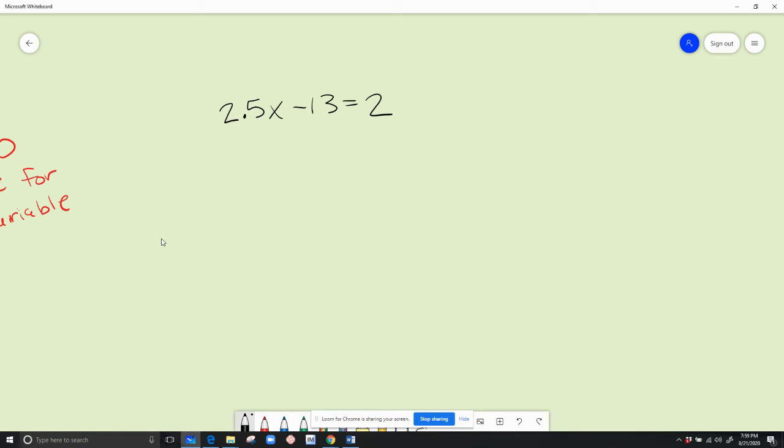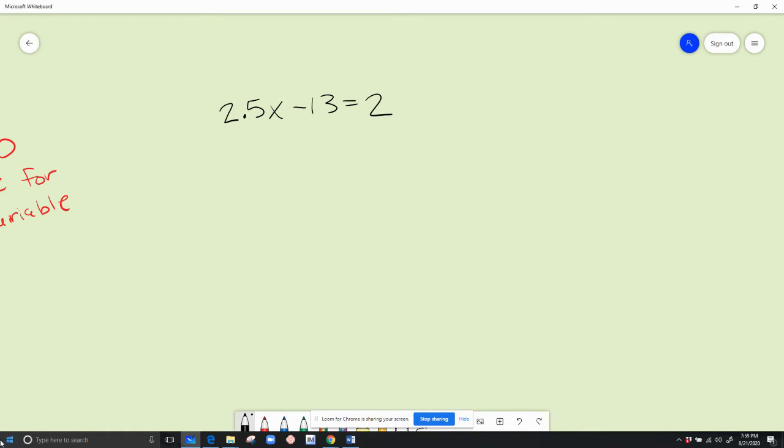Step two is to combine all like terms on each side of the equation. Well, as you can see right here, we have an x term, and right here we have a number term, so there's nothing to combine there. And over here, we have nothing to combine because we literally only have one number. So, down to step three.